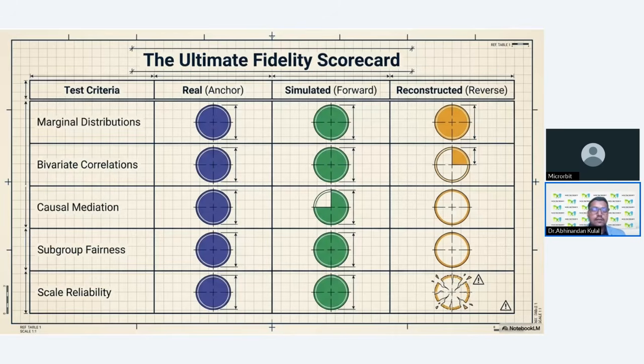And this is the ultimate scorecard. This slide summarizes the comparison. The marginal distributions of real data are good and simulated data is adequate, but reconstructed data is worse. Even in bivariate correlation, real data is good, simulated is adequate, but reconstructed is not good. Similarly for causal mediation, subgroup fairness, and scale reliability. The scale reliability is completely collapsed. This is why we cannot replace real data with reconstructed data.